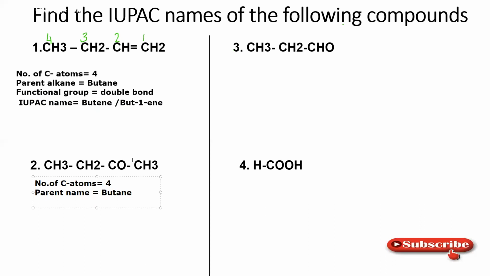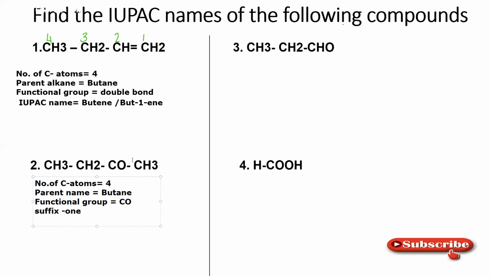What is the next step? Which functional group is present here? C double bond O. What is the name of that? Ketone is present as the functional group. If C=O is present as the functional group, we learned what the suffix should be. For ketone, the suffix should be ONE.